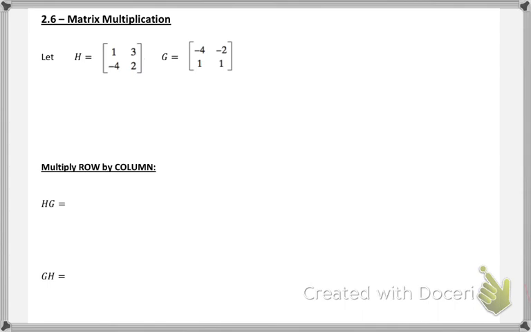So if we look at two matrices, H and G, and their dimensions, H is a 2 by 2 matrix. Remember, the dimensions are row by column, so we've got 2 rows, 2 columns, and we always write row by column. And then matrix G is another 2 by 2 matrix.